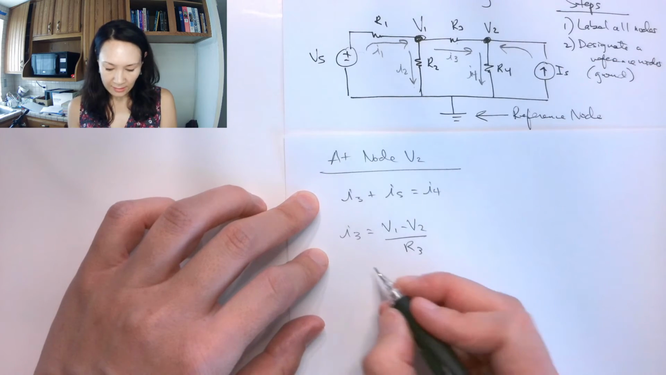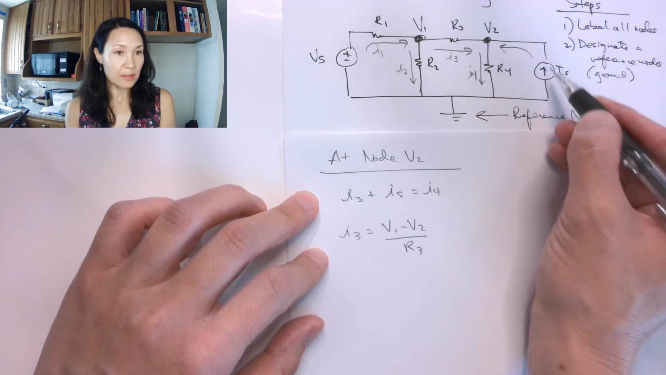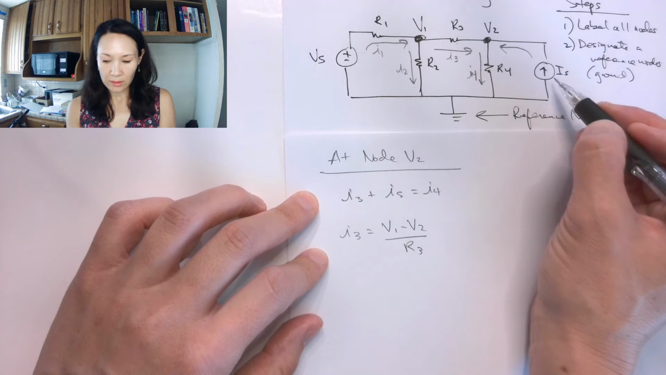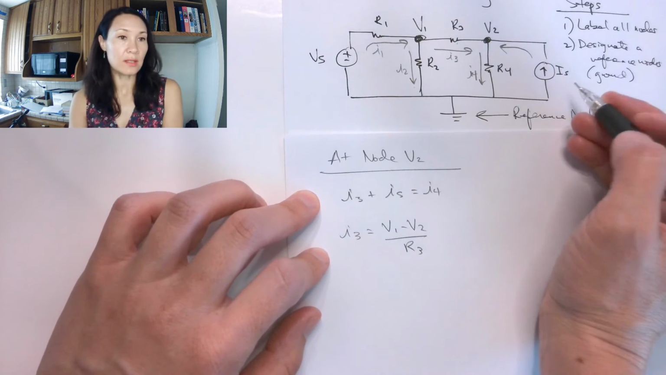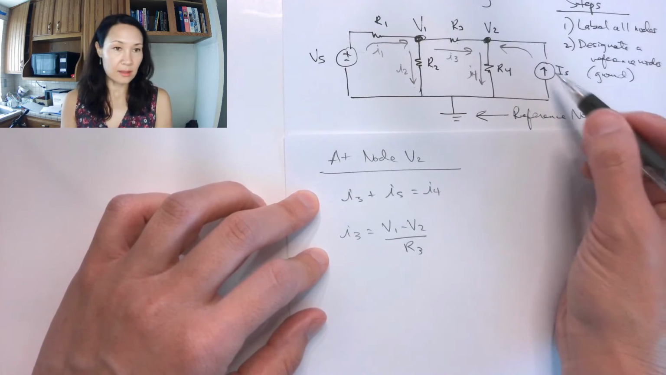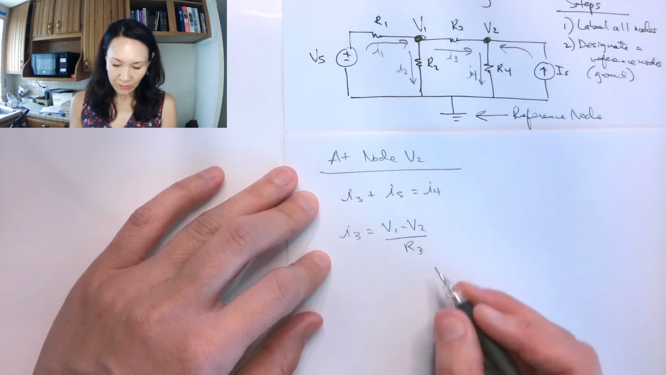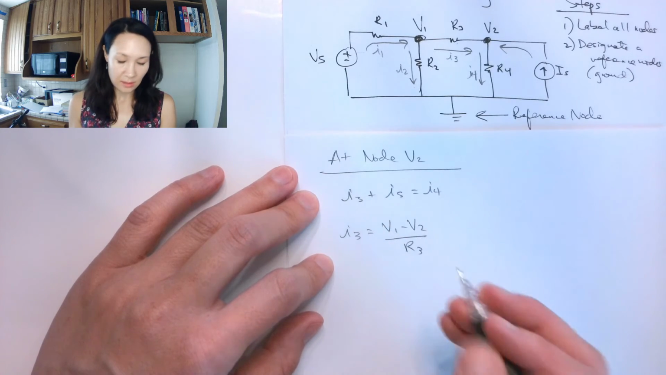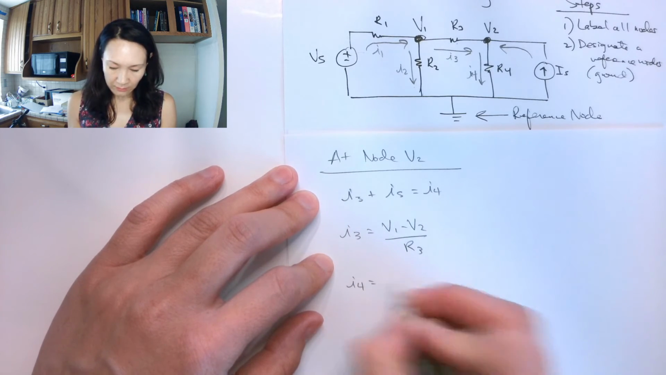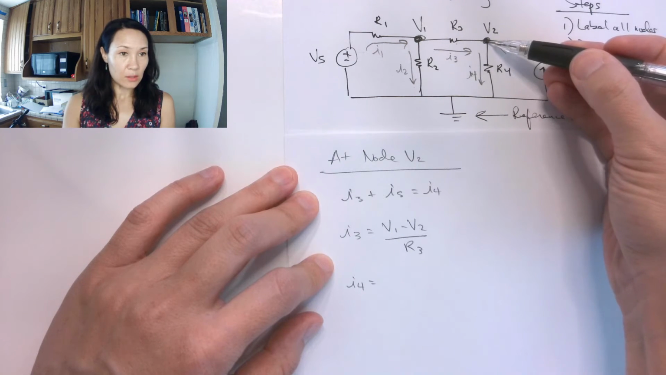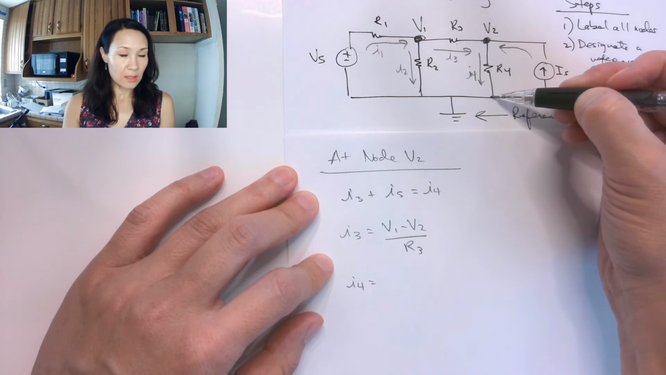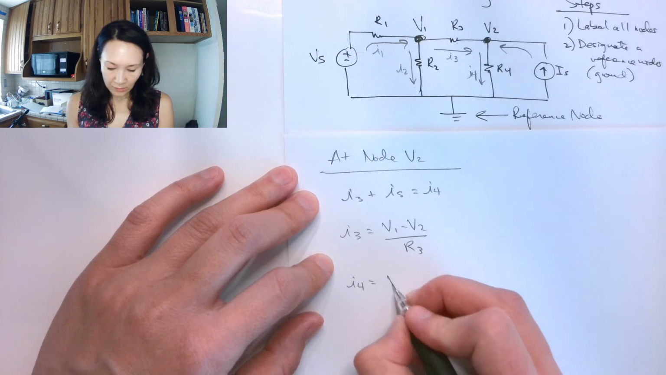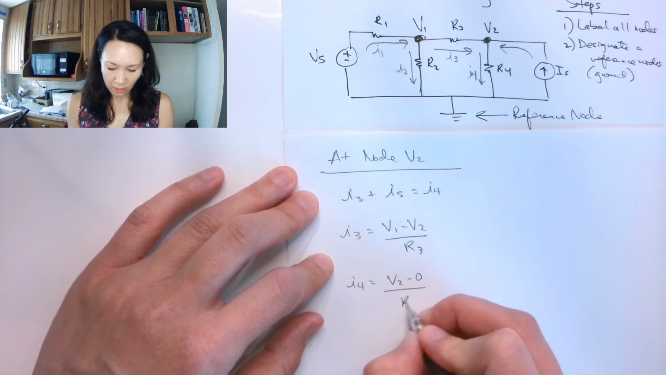I don't need to replace IS because this is going to be given to me. This is my source current. So this is going to be some value that's designated ahead of time because this is an independent current source. So I don't need to replace that in my equation because this will just be a constant. And then my I4 I'm going to replace with V2 minus 0, that's my reference node, over the resistor between, which is R4. V2 minus 0 over R4.